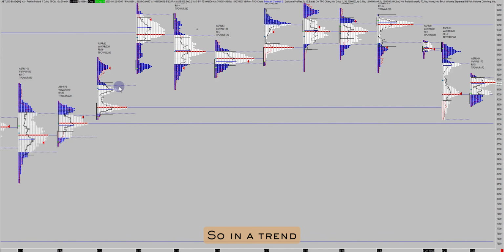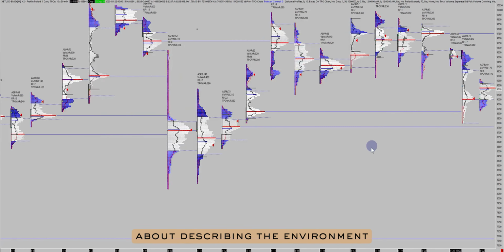Okay, so in a trend, we want to see that control is maintained, right? If we have a trend upward, you would want to see that constantly you are creating new highs, constantly you are creating higher value areas, and constantly that volume is shifting up as well. So we're going to get all into this on the videos to follow, but this is what we mean when we're talking about describing the environment.